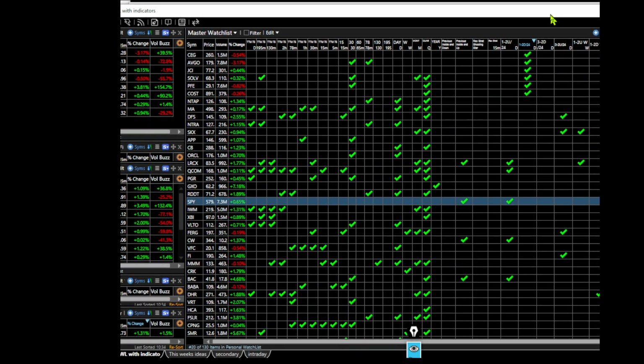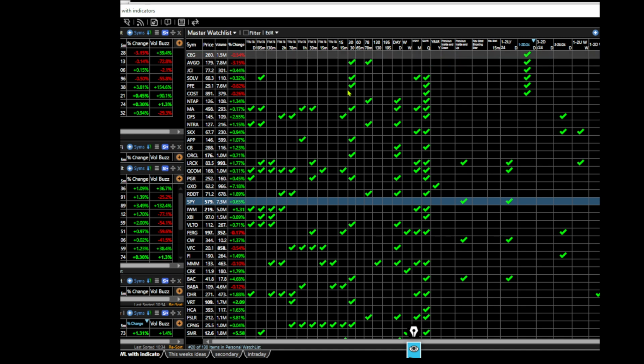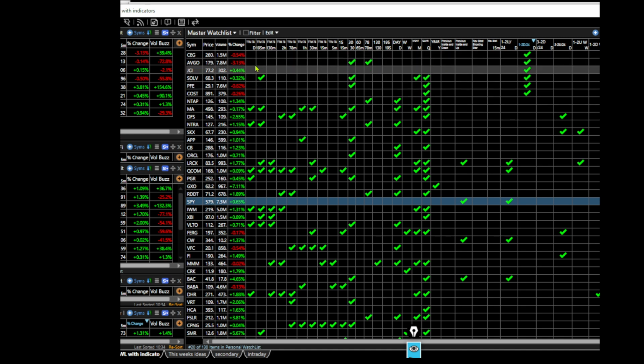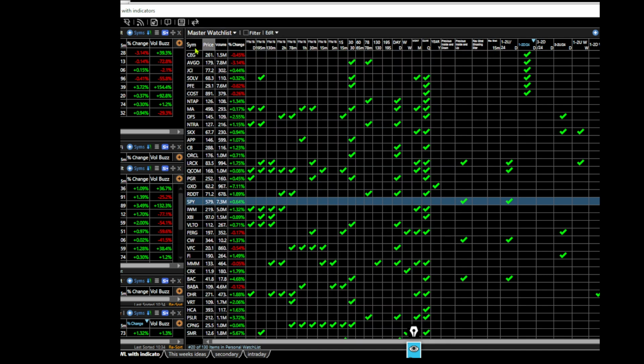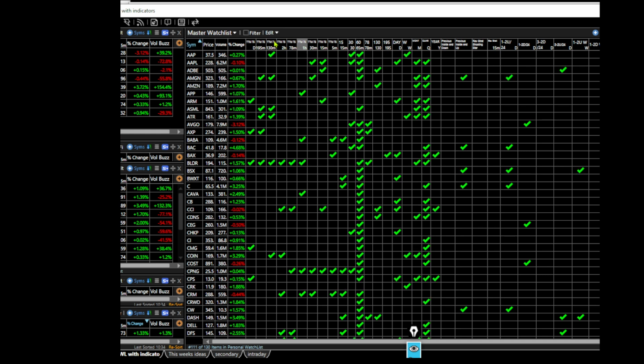I've shared this with you guys a lot, but if you don't have it, this is my master watch list. What I've got here is I've literally got the TTM squeeze all the way down, right? And then I've got inside candles. So from here to here is all inside candles.